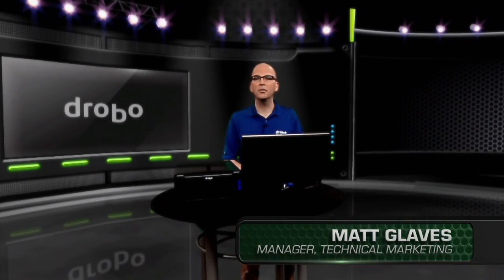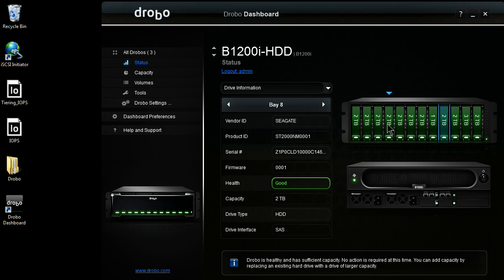Hello, Matt with Drobo, and I'm here to present a demo of SSD performance within the B1200i. First, we're going to start with a B1200i configured in an all hard disk configuration. Here we see, in my unit, I have 12 7200 RPM drives of various sizes.